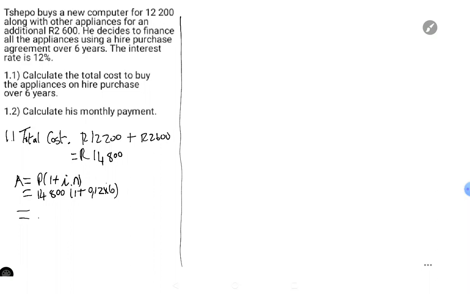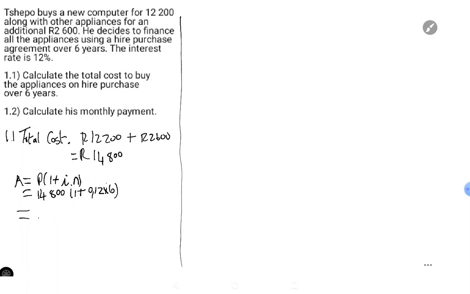So I need a calculator. I'm going to use a calculator now. You don't want to guess this answer because you'll get it wrong. So let's do that. It is 14,800 open bracket 1 plus 0.12. That I got from taking 12 divided by 100. By now you should know that you need to divide every percentage by 100, right? So 14,800 open bracket 1 plus 0.12 times the number of years, which is 6.